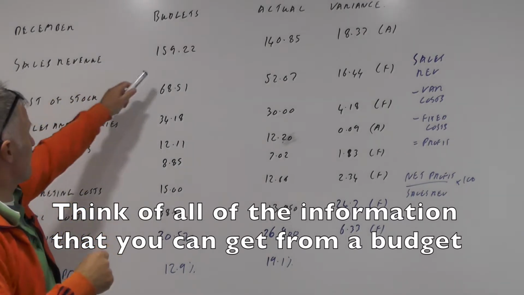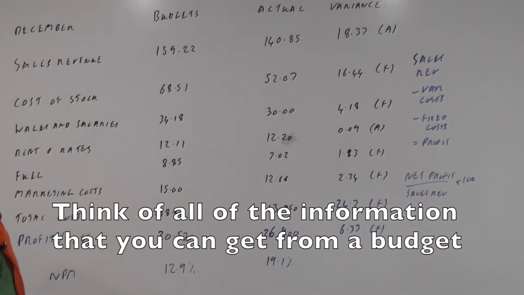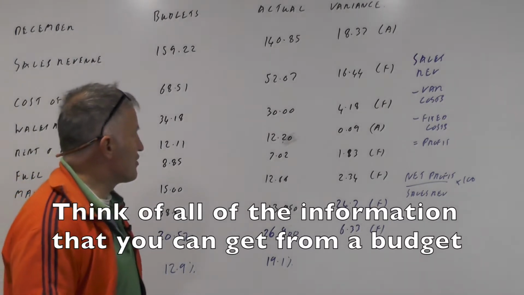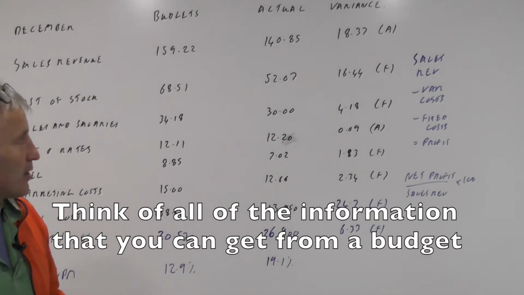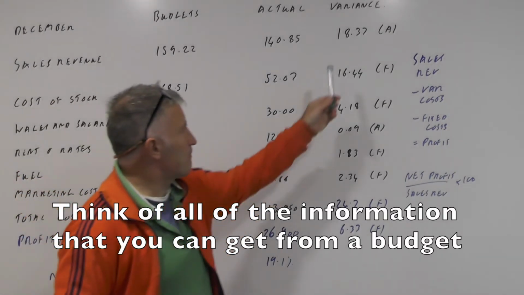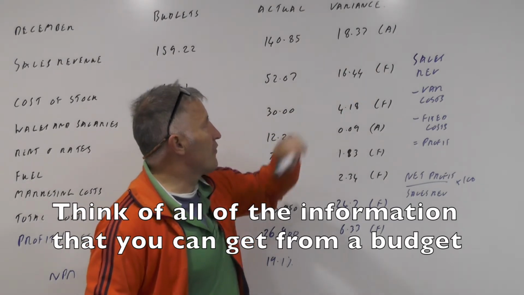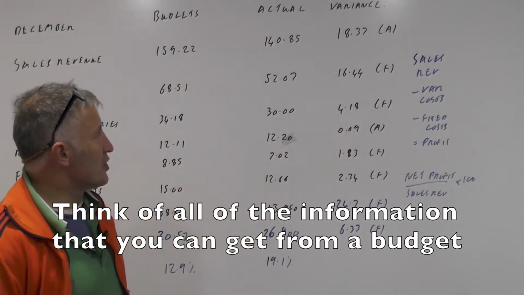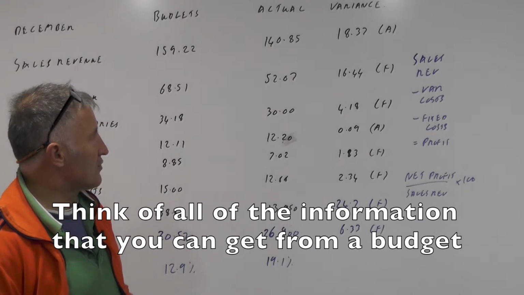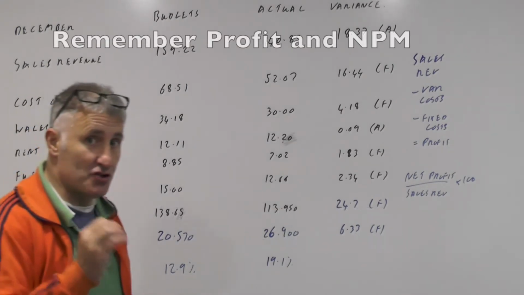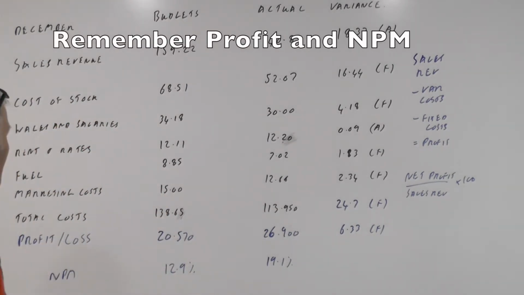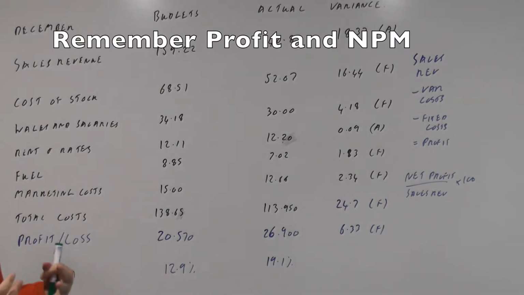So this particular firm thinks they'll make £159,000 worth of sales in that month. The actual reality is that they only made £140,850 worth of sales in that month. So therefore there is an adverse variance of £18,370. So that's clearly not good. Their sales revenue is not as good as they thought it would be. But when we look at the whole budget, we can see that the firm is in fact making more money.